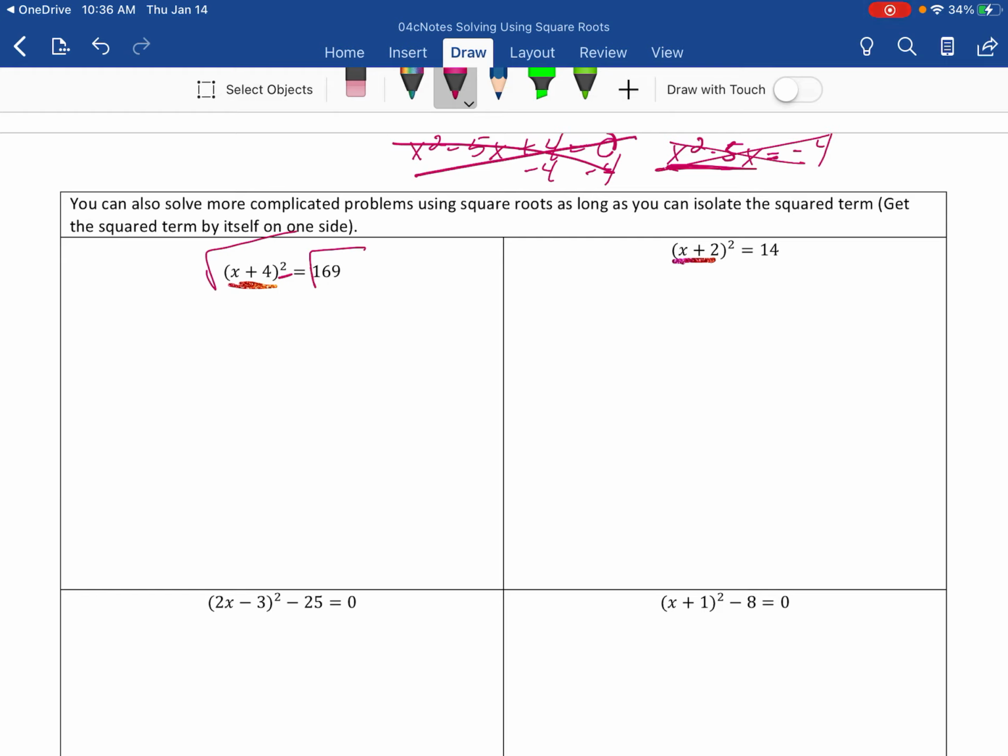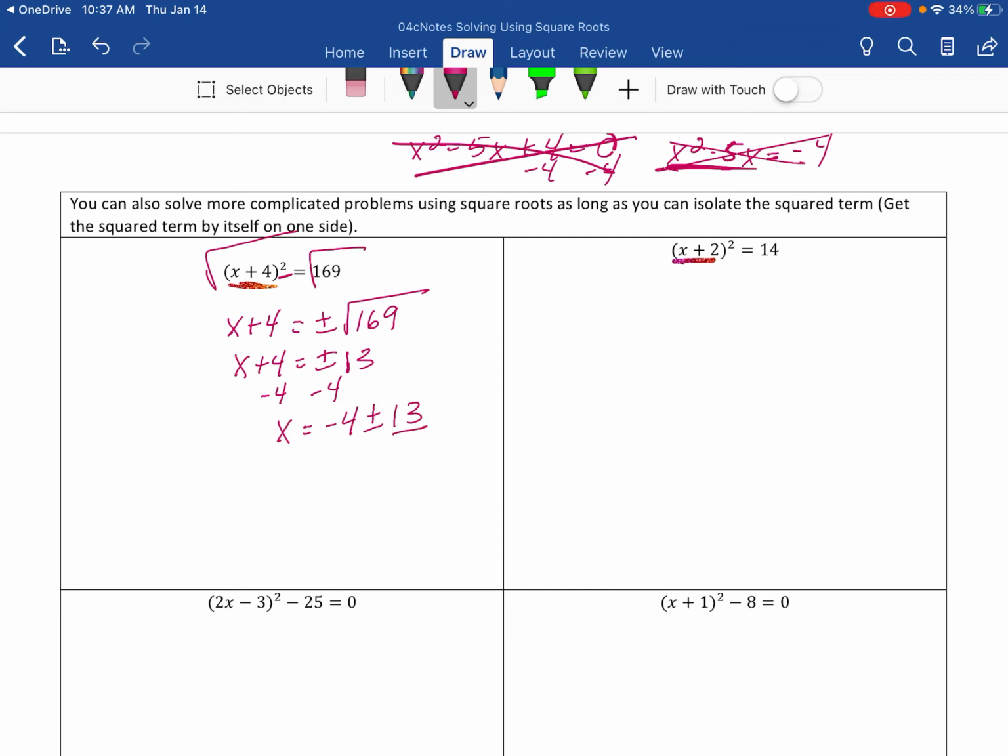So in this case, I'm going to take the square root of each side. Now I have x plus 4 is equal to the positive or negative, and just remember that, square root of 169. You can use your calculator. The square root of 169 is 13. I can subtract 4 from each side, so this is going to be negative 4 plus or minus 13.